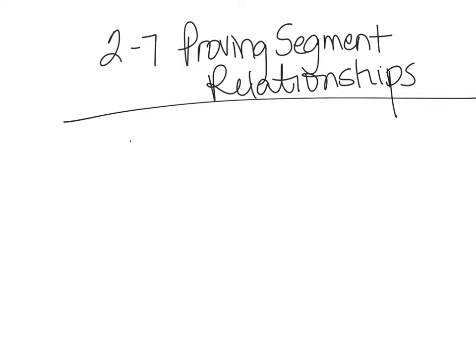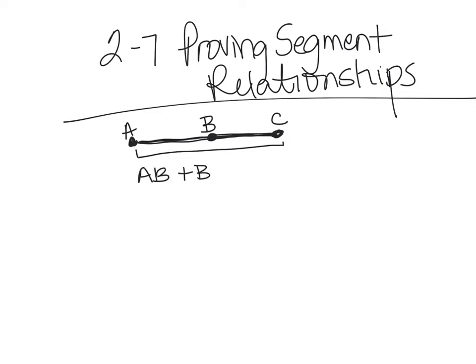Well, we know that if you have a segment, it's got two endpoints. We also know that if you put a point between the two endpoints, we have a relationship between three different segments. So if I call this A, B, and C, I have segment AB plus segment BC is equal to the whole segment AC. So AB plus BC equals AC. And this is called the segment addition postulate.